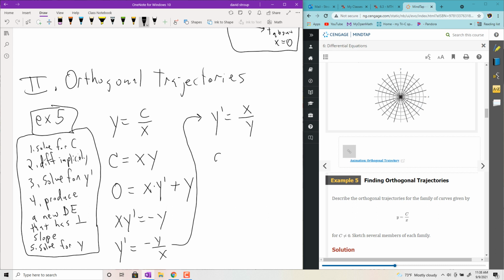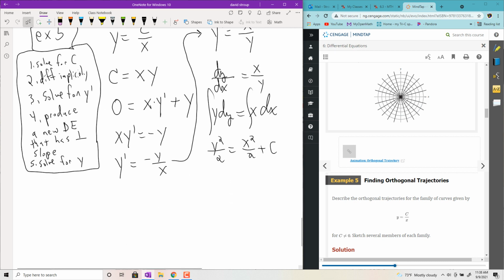We're going to have to separate. Remember, y prime is the same as dy over dx. Multiply both sides by dx, multiply both sides by y. You get y dy equals x dx. Integrate both sides, you get y squared over 2 equals x squared over 2 plus c. You can make it look a little prettier, multiply by 2, y squared equals x squared plus 2c, but we'll just turn that into c. Move the x squared over, and you get a family of hyperbolas.